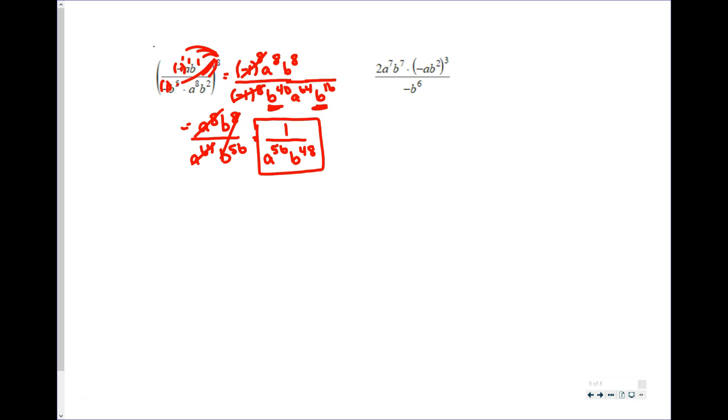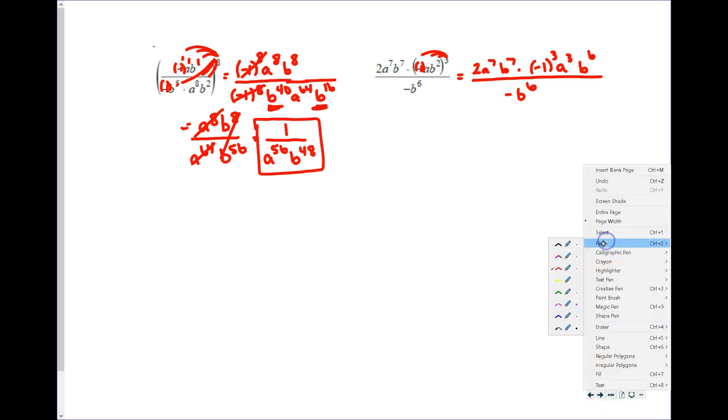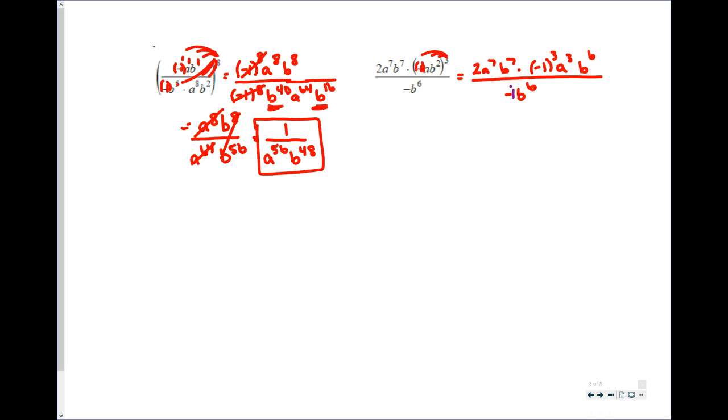Okay. Last one. So I'm going to rewrite the 2a to the 7th, b to the 7th, because I can't do anything yet with that. I'm going to go ahead and take care of this 3 and distribute it to everything inside. So I'm going to have -1 to the 3rd, I'm going to have a to the 3rd, and b to the 6th. Draw my line, and I've got -b to the 6th. Now this looks really crazy. So I'm going to go ahead and make my life a little easier and deal with these negatives. So here's a -1 right here. There's a 2 right here. And this cancels out and just becomes -1.